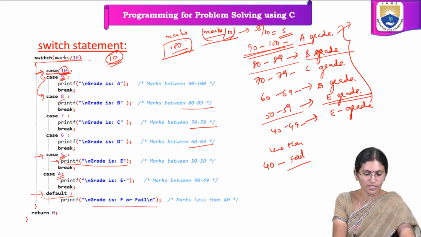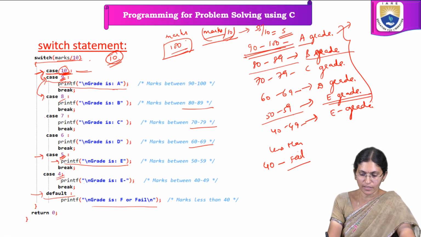So it will check the first case label. This 10 and this 10 both are equal. But we have not written any statements here in this case 10. So therefore the control will be transferred to the next case. And here whatever statements are there, those will be executed. So grade will be A. As you can see here, from 90 to 100 grade is A.